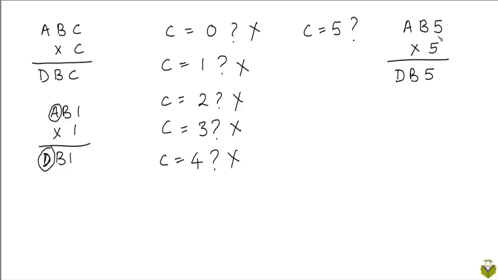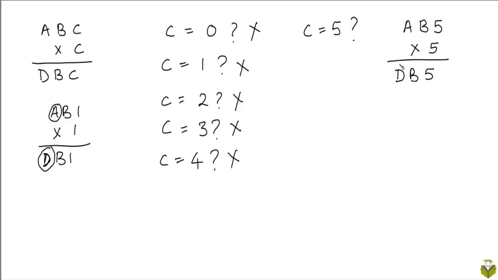Now what you notice from here is that there is a 3-digit number AB5 being multiplied with a 5, and the result is also a 3-digit number, but the first digit is different. Now what are the possible values that A can take?